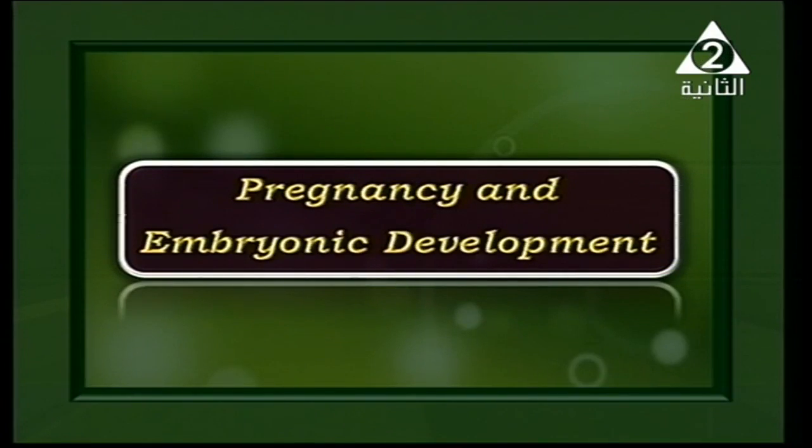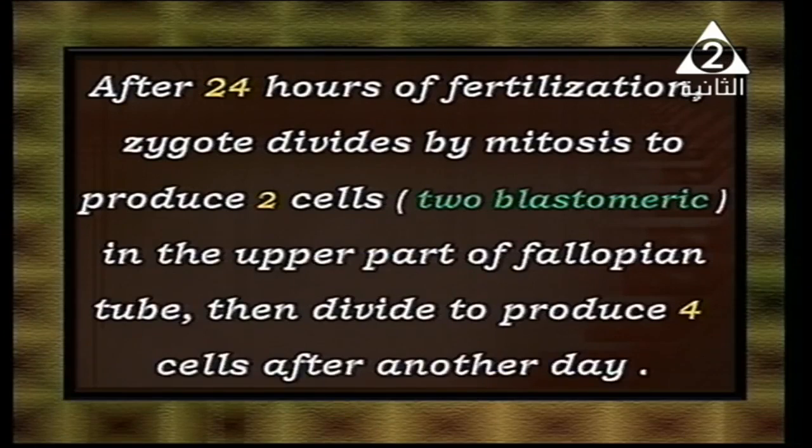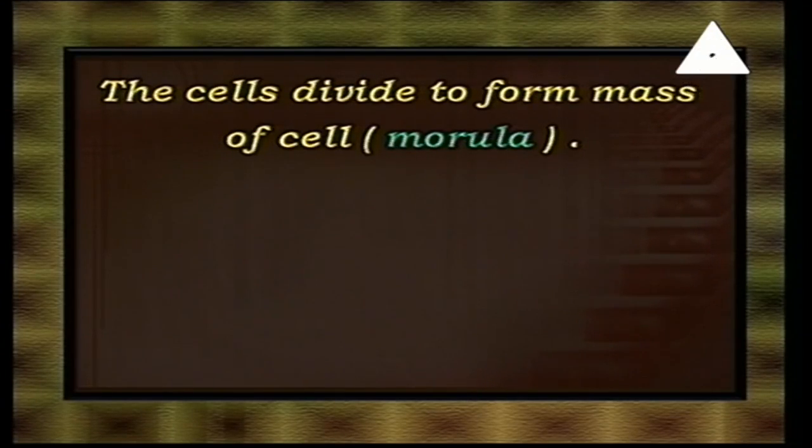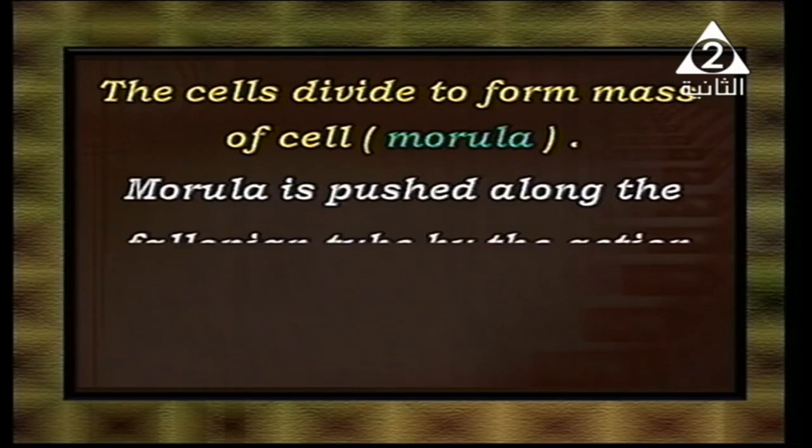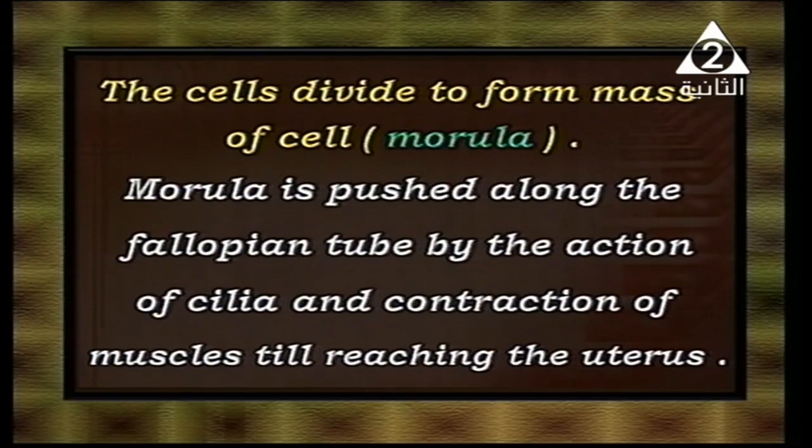Okay. What about the pregnancy and embryonic development? Well, after 24 hours of fertilization, the zygote divides by mitotic division to produce two cells. They are called two blastomeric cells in the upper part of the fallopian tube. After that, they divide to produce 4 cells after another day. The cells divide to form a mass of cells. This mass of cells is called what? Morula. The morula is pushed along the fallopian tube by the action of the cilia and also contraction of the muscles to reach the uterus.